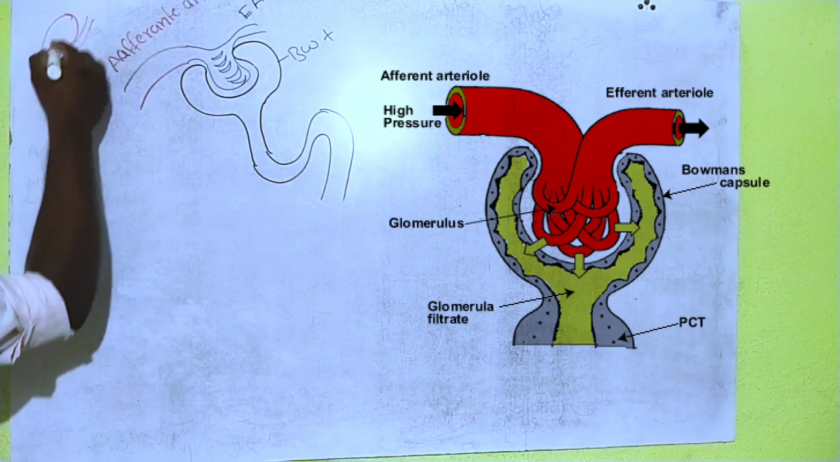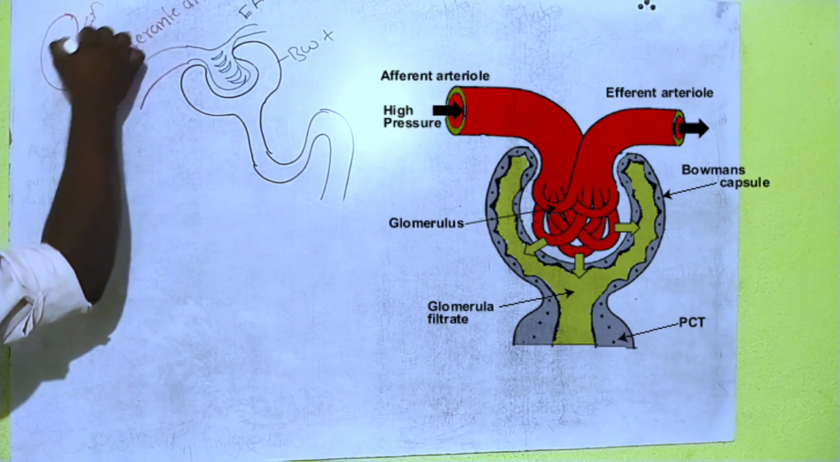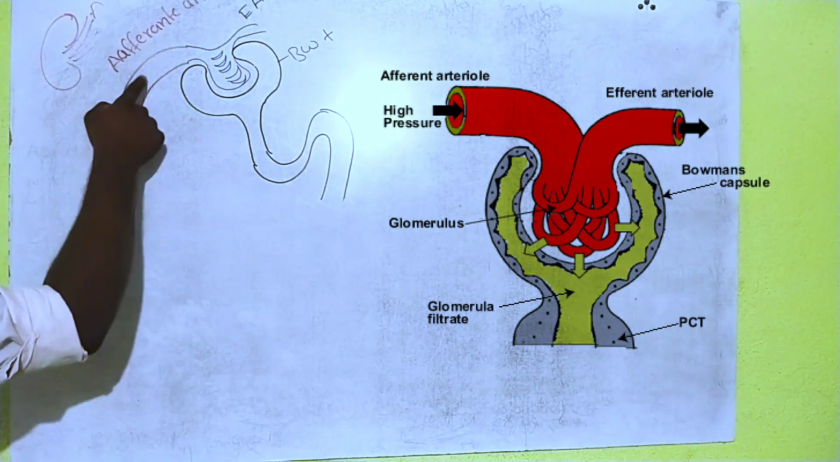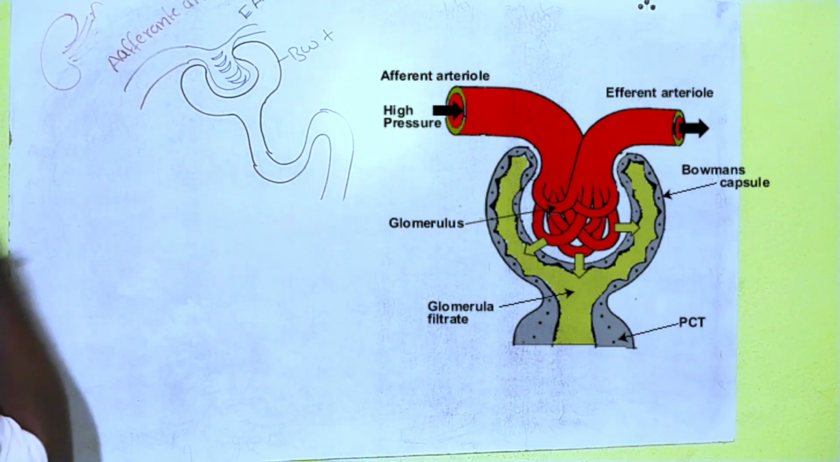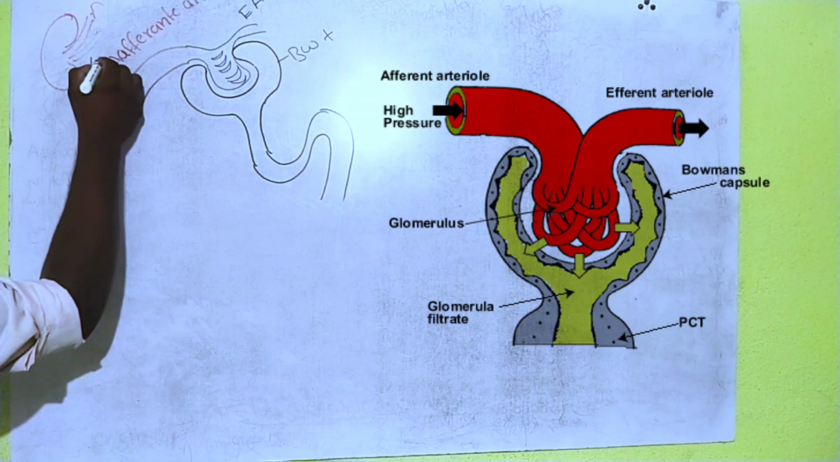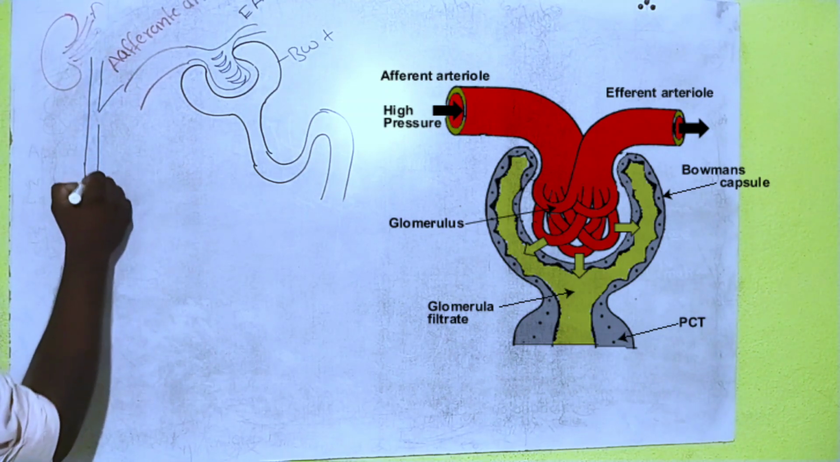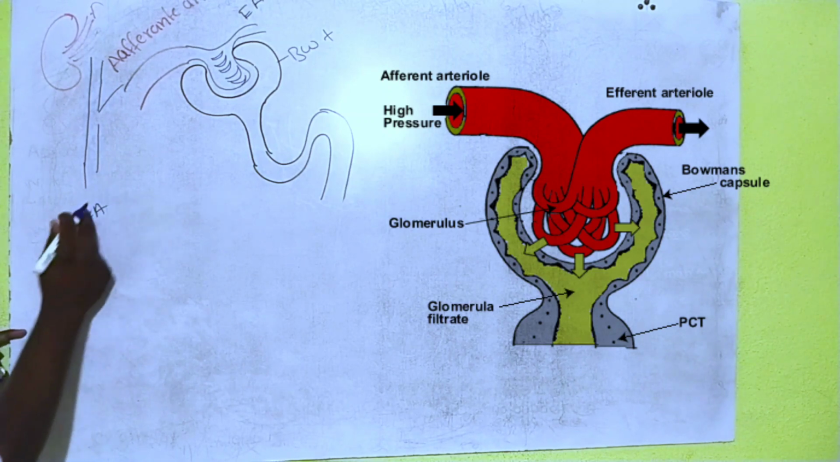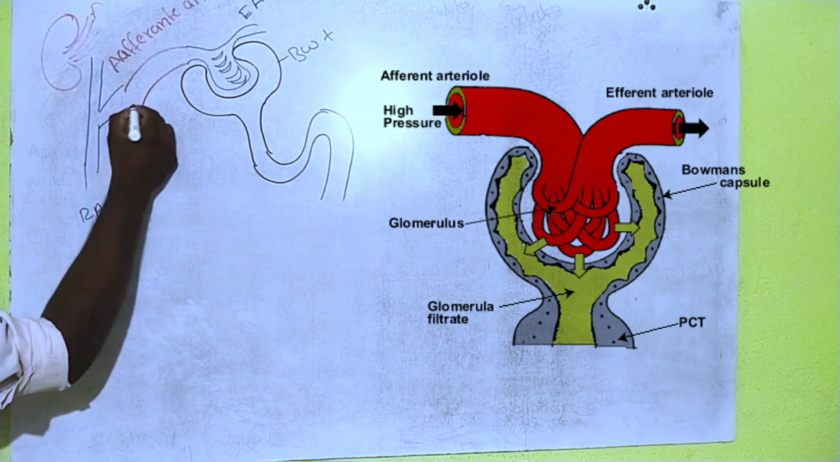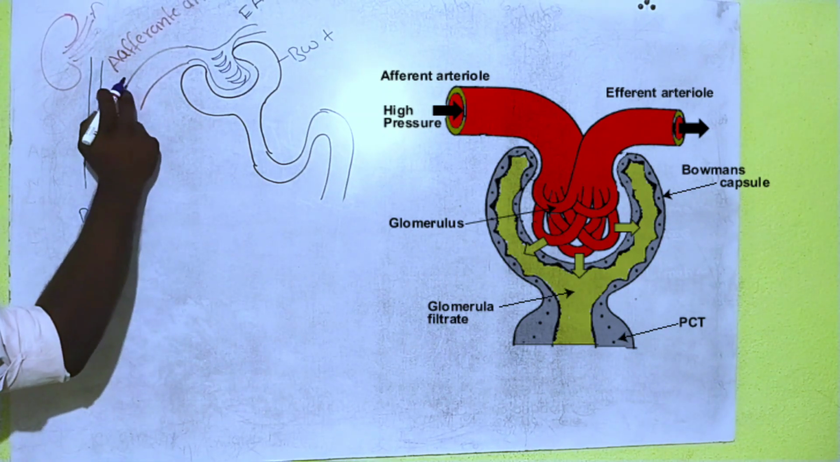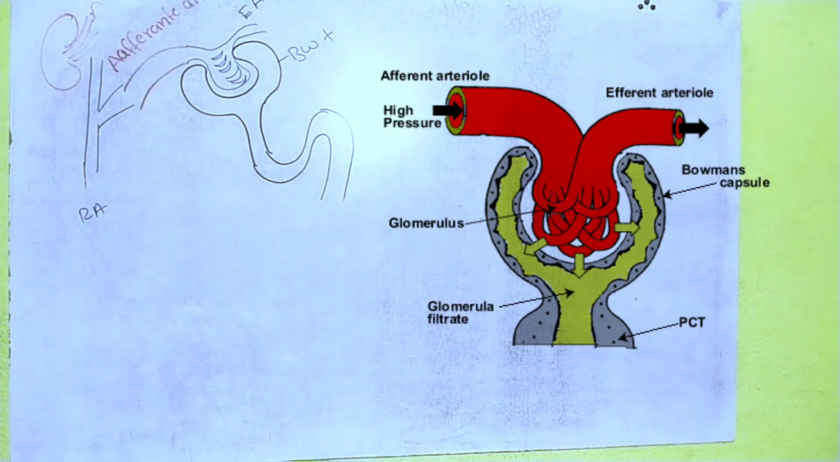One is a renal artery, one is a renal vein. This afferent arteriole came from the main artery, so that is the renal artery. This renal artery divides into some branches. These branches we call afferent arterioles.